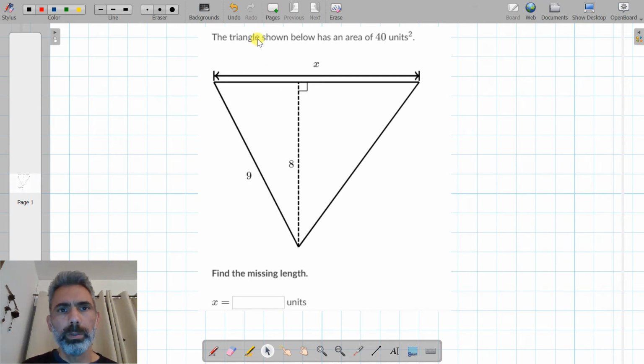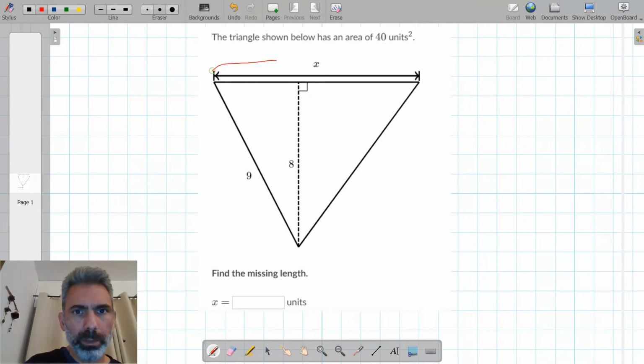The triangle shown below has an area of 40 units squared. Find the missing length. X equals how many units? So X here is the base of the triangle, because we see the height of the triangle, which is the line that goes from the base, perpendicular to the base.